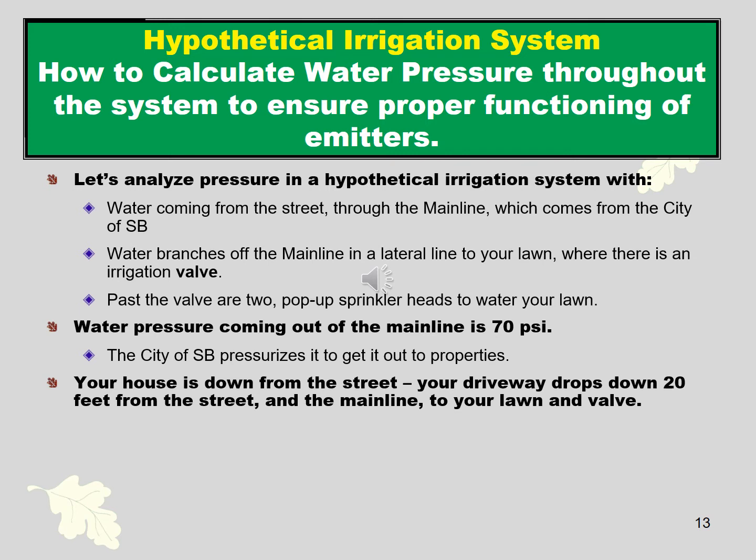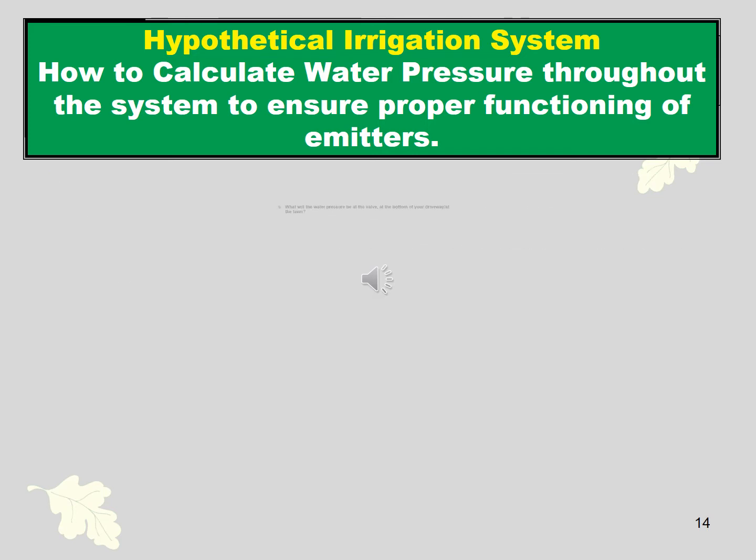Let's pretend your house is downhill from the street. So you drive up your street and then you turn off into your driveway and you go down the driveway down to your home and the lawn, and that is a 20-foot elevation drop. That's what we're going to say in this hypothetical example.